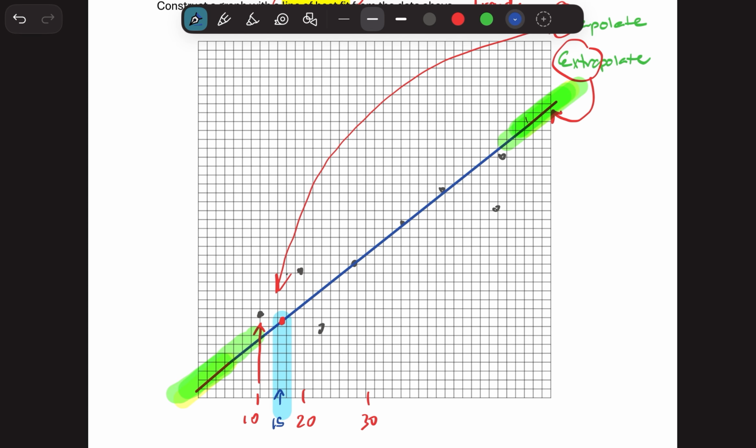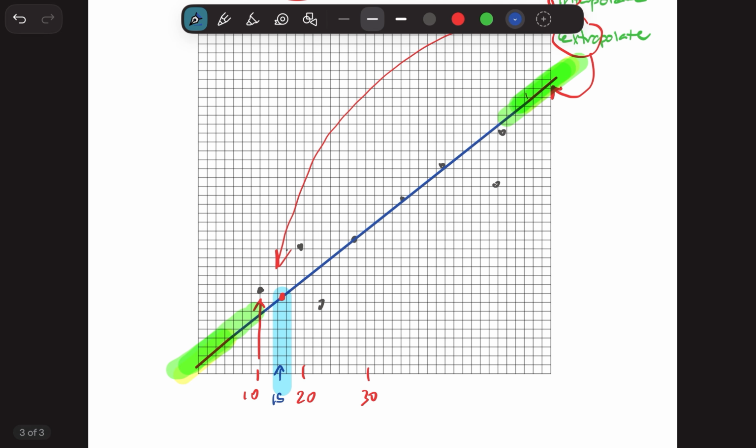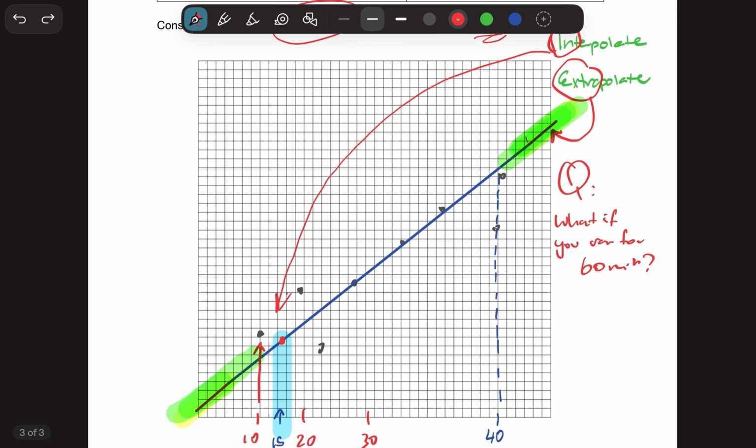So let's say, I'm going to give you an example. Let's say I ran and I was measuring my heartbeat over how many minutes I was running. And I only recorded up to 40 minutes. That was my last data point. Right here, we can see it up to 40 minutes. Well, with extrapolation, you get a question that tells you, what if you ran for 60 minutes? Do I have data for 60 minutes? No, my whole graph stopped at 40. But I can extrapolate. I can then guess beyond that.